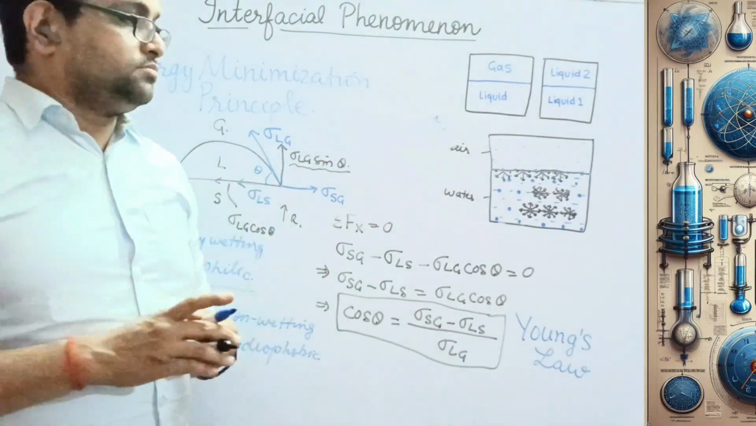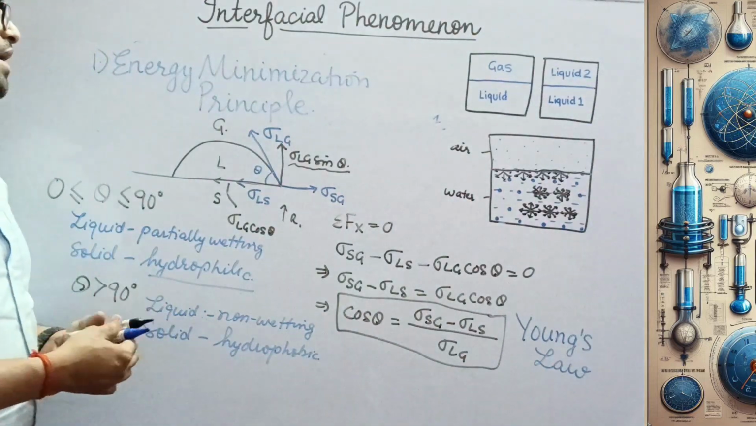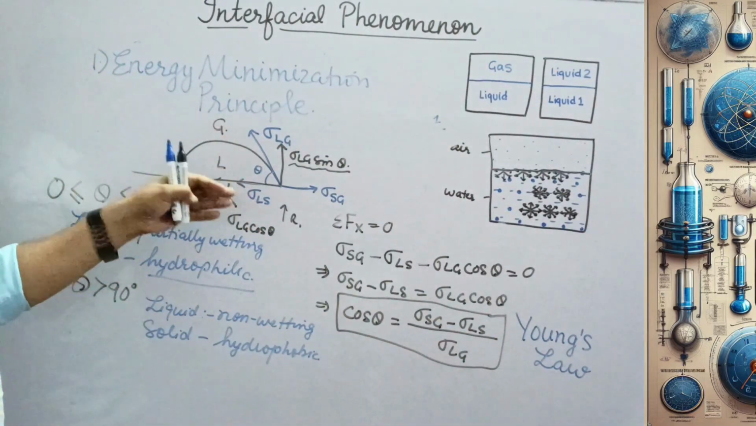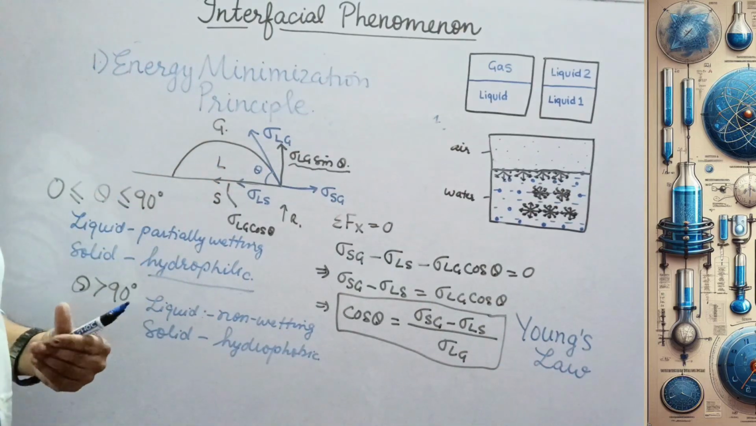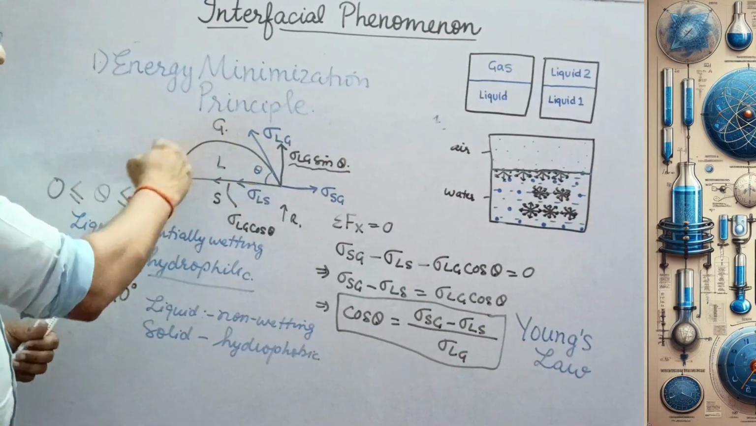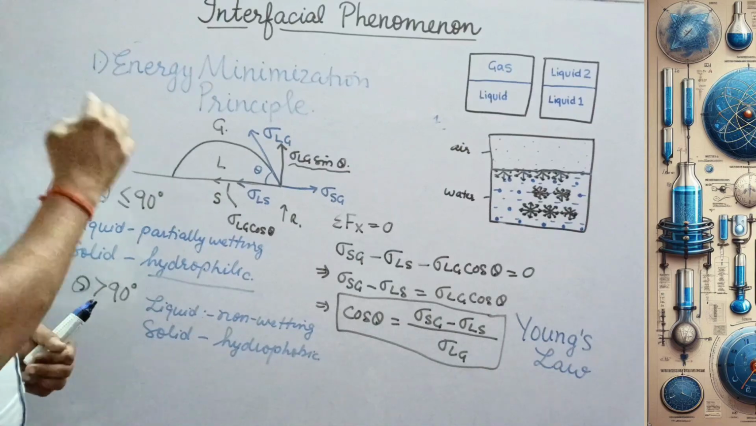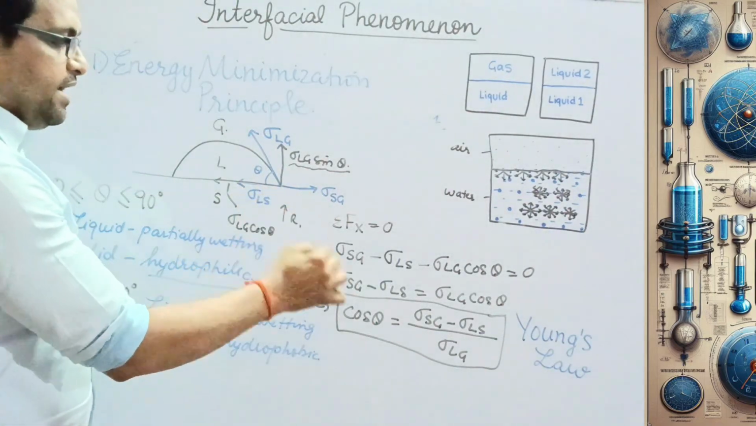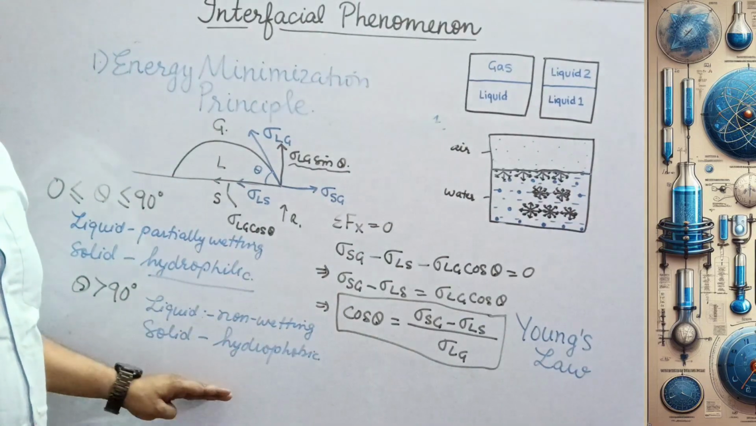Now, these are the implications of Young's law, and this is also attributed to the energy minimization principle, because liquid droplets over a surface will try to bring themselves to a state of equilibrium, which they do by forming a spherical shape. And in that condition, if we consider the three distinctive phases here, we can get Young's law, which accounts for the wetting and non-wetting of fluids.